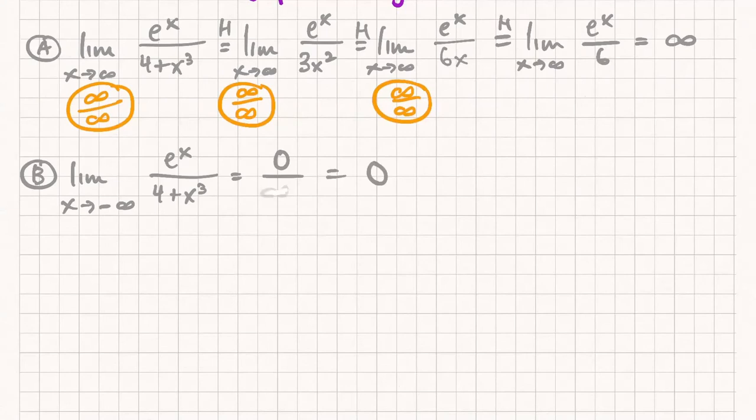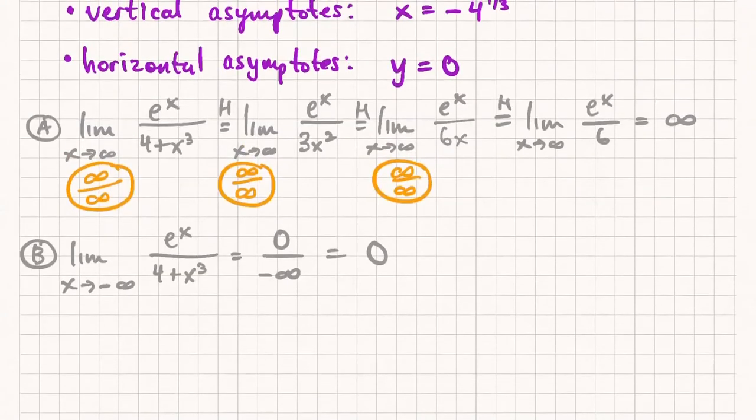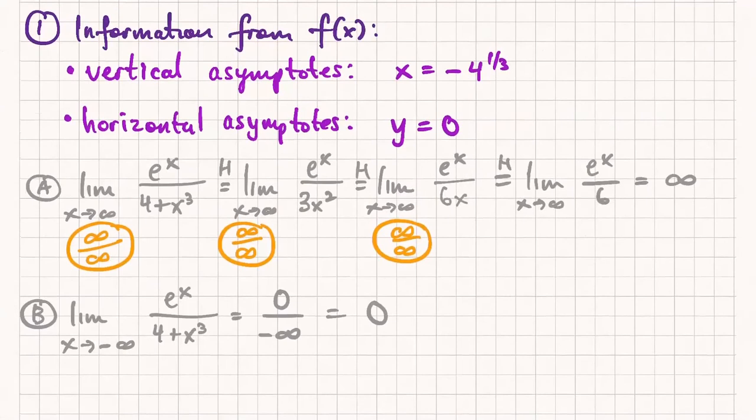Actually, I can be more precise. Technically, the denominator is negative infinity, but that doesn't really matter. It's still 0. So that means I get one horizontal asymptote, y equals 0. Okay, good. Any questions about this? Because we're ready to move on to the derivative.